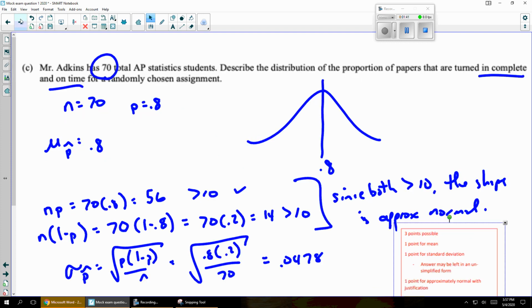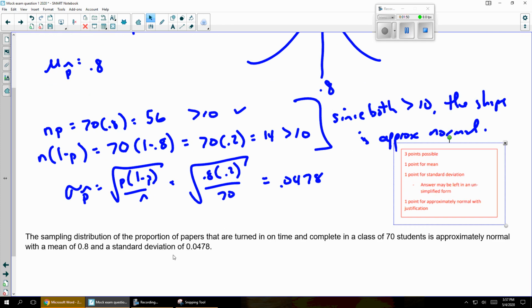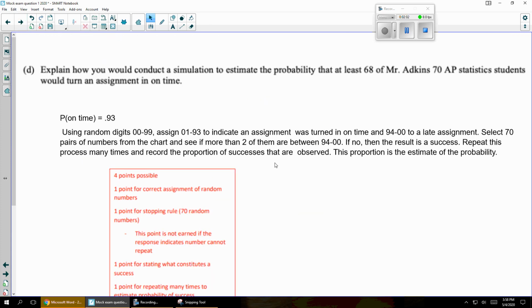Letter C is for 3 points: 1 point for talking about the mean, 1 point for talking about the standard deviation, and 1 point for talking about a normal approximation with justification. So you've got to have that justification to get the point for the normal curve.